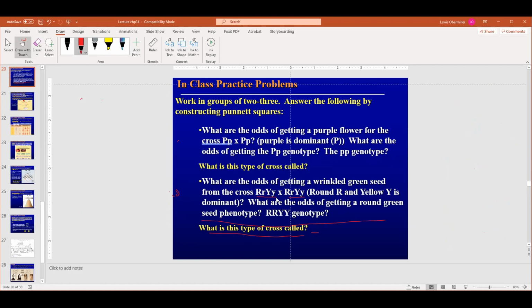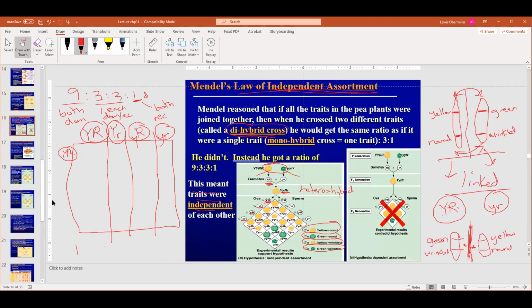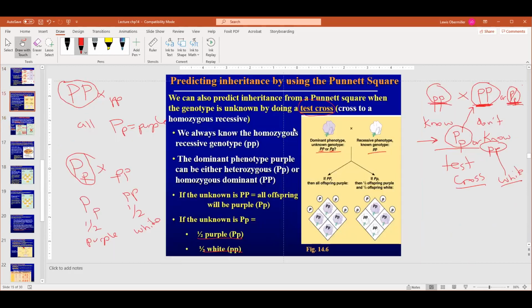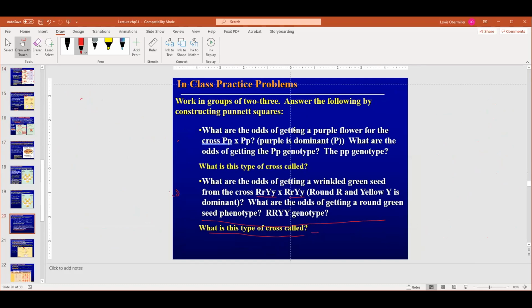Okay, so we have two traits here, and we already did this. We did this cross back here, on slide 16, where we do the dihybrid cross, and it's using the same traits. Yellow is dominant to green, round is dominant to wrinkled. So same deal here. Big R is going to represent round, and little r is going to represent wrinkled. So we have this cross: big R, big Y, little y, round, wrinkled, yellow, green.